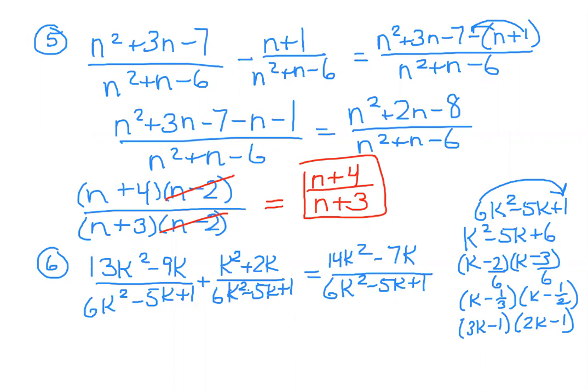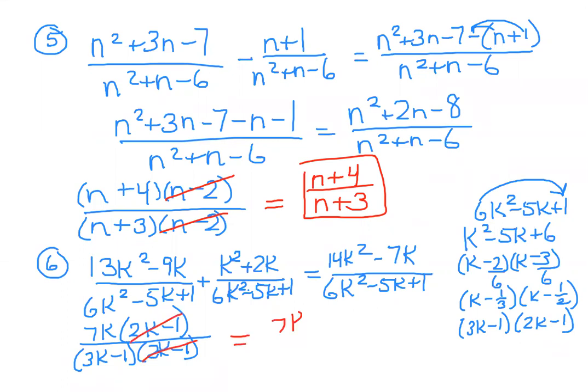The numerator, we can factor out a greatest common factor of 7k. And we're left with 2k minus 1. And in the denominator, we have this 3k minus 1, 2k minus 1. So then we can cross these off, and we're left with 7k over 3k minus 1. And that's the answer. Okay? That's when you already have common denominators.